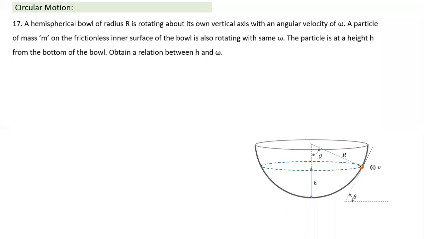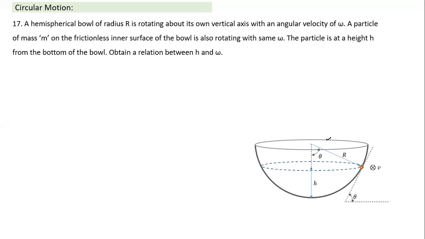Suppose you keep the object on a smooth hemispherical surface, and you give it a horizontal tangential velocity. If we don't give any velocity, it will just slide down. If you give a very high velocity, it will just go up and jump out. So only at a particular velocity will it undergo circular motion. So it doesn't depend on whether the ball is in motion or not.